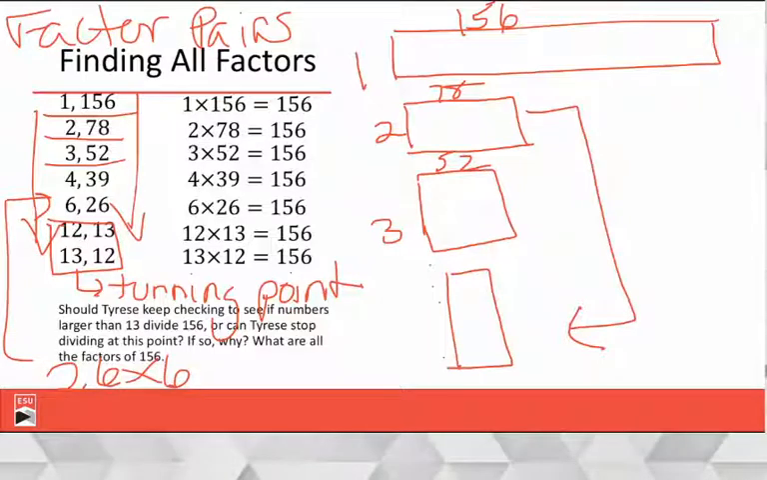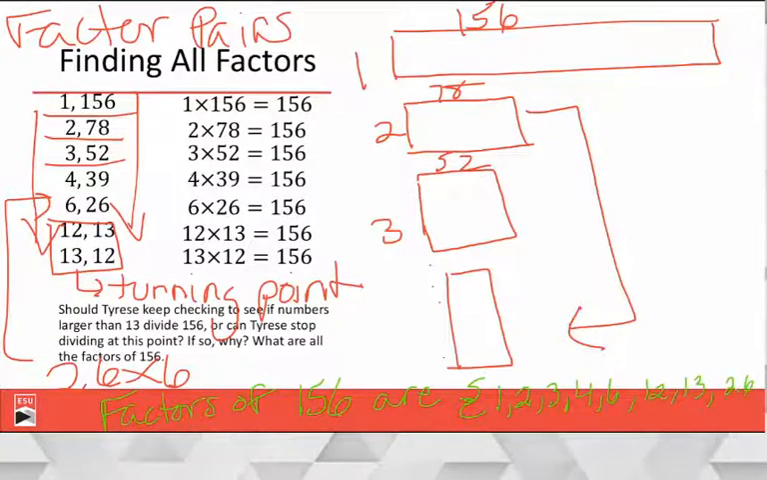At the bottom it says, what are all the factors of 156? Well, we're going to use set notation. So we can say the factors of 156 are, and then we can use a set. That's supposed to be a brace. We have 1 as a factor, 2, 3, 4, 6, 12, 13, 26, 39, 52, 78, and 156. Those are the factors.